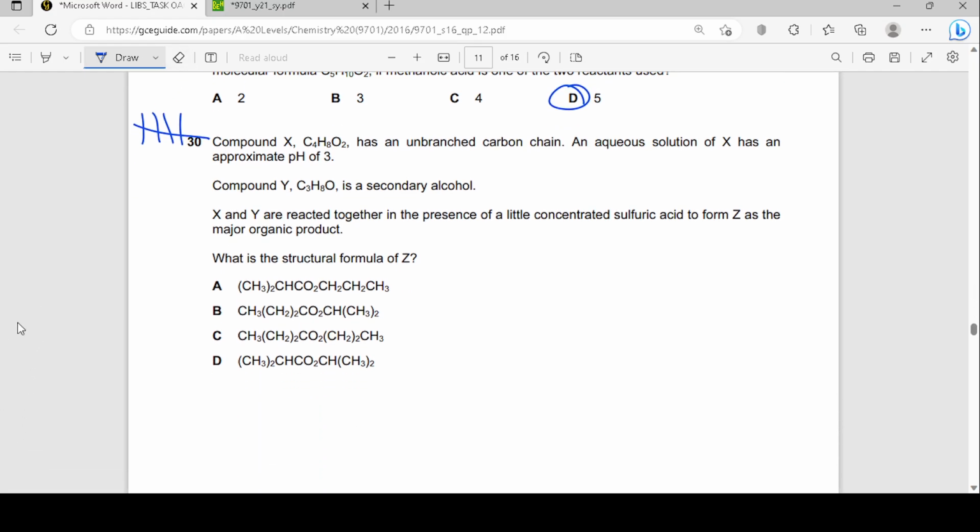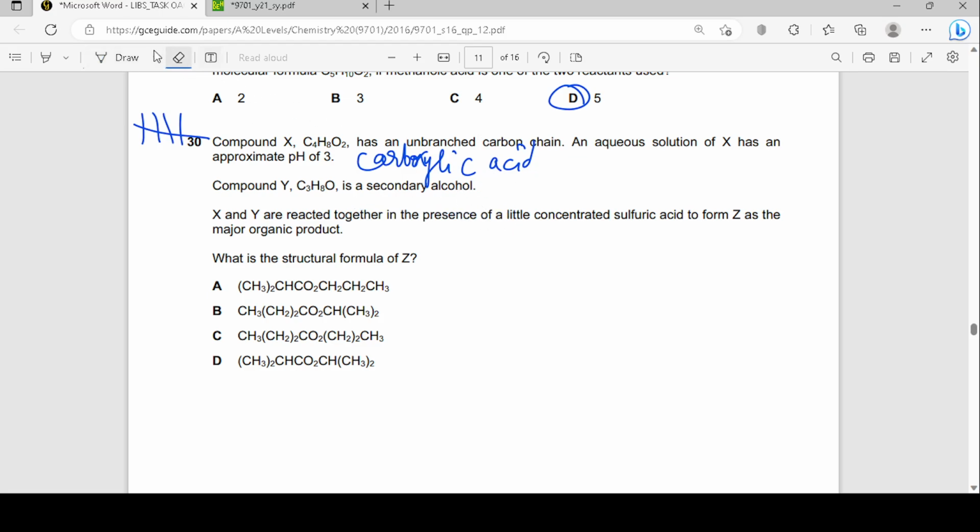Compound X, C4H8O2, has an unbranched carbon chain. An aqueous solution of X has an approximate pH of 3. So it's probably a carboxylic acid then, isn't it? Because it has a low pH. And yeah, it has two oxygen atoms. And compound Y, C3H8O, is a secondary alcohol. Okay, it is a secondary alcohol.